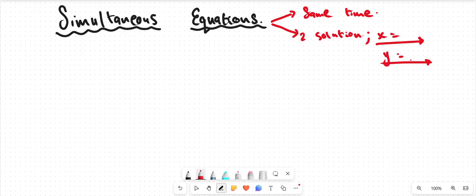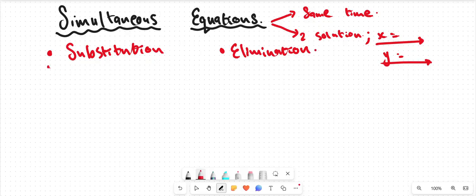There are different ways of solving these. I think there's probably like 3 or 4 different ways of solving these. I'm only going to introduce to you 2 ways of solving these. So what do I mean by that? There are 2 ways of solving this. There's one using the substitution method, and there's another method which is called the elimination method.